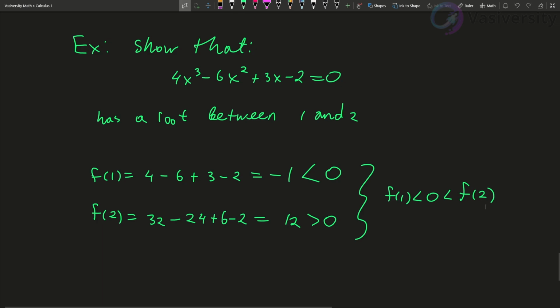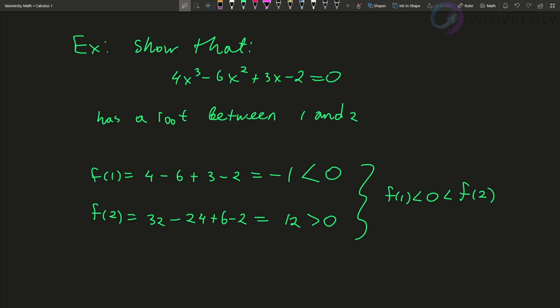Of course we can go lower and lower, but essentially the intermediate value theorem guarantees us that since 0 is between f of 1 and f of 2, there has to be a way for us to cross it. So that means there is a root between 1 and 2.